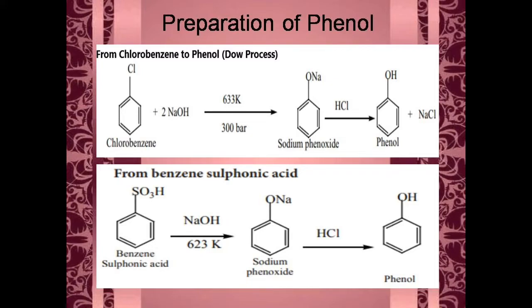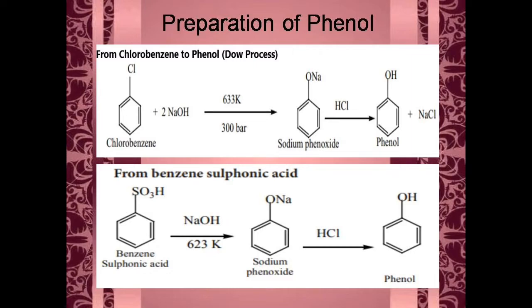Now the sodium phenoxide is again reacted with HCl. We split the HCl as H and Cl. The Cl alone reacts with the sodium of sodium phenoxide, so that we get phenol and sodium chloride.